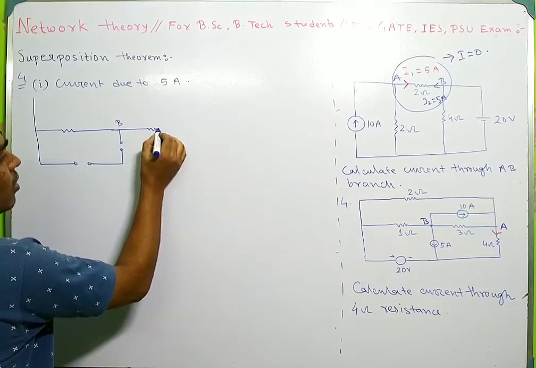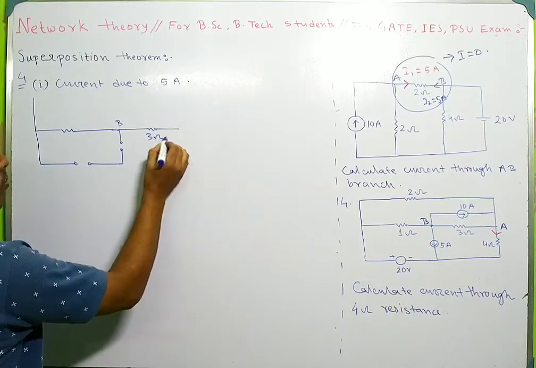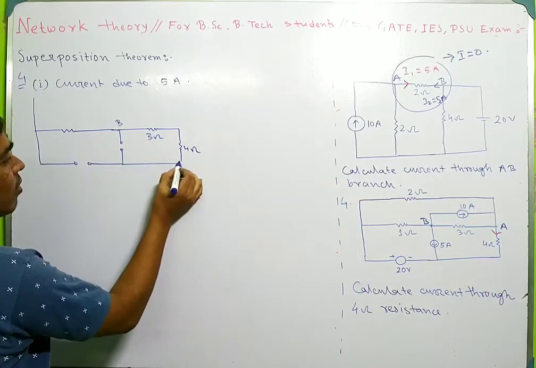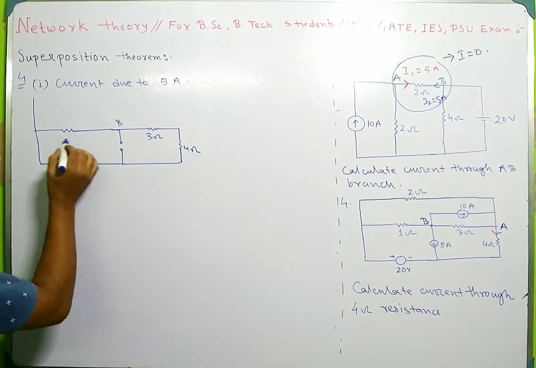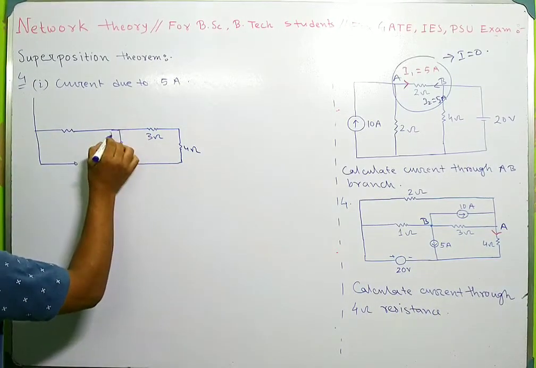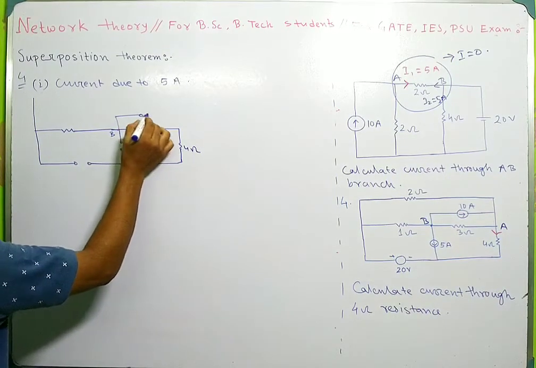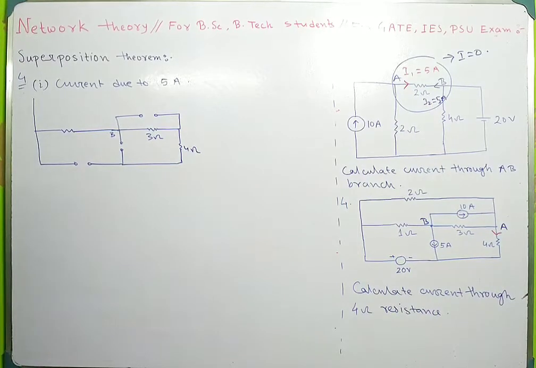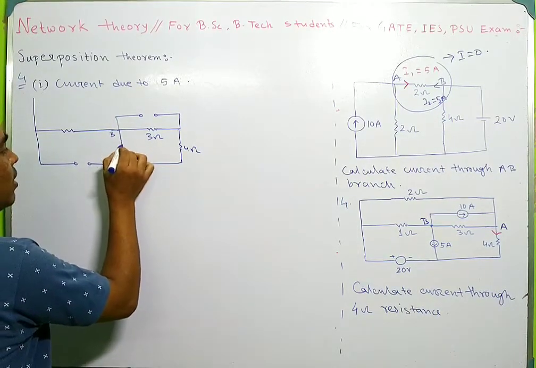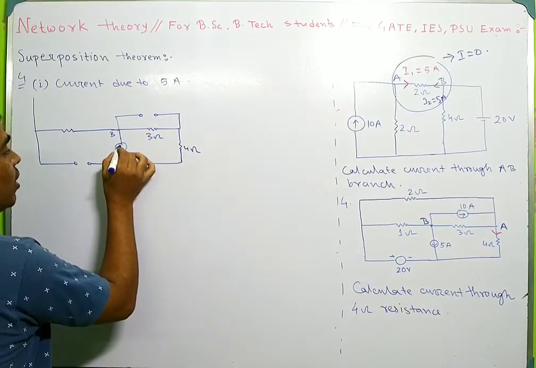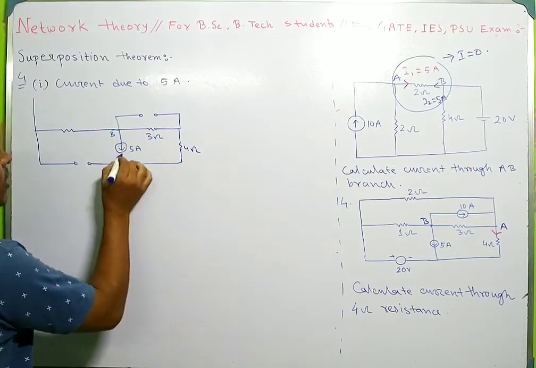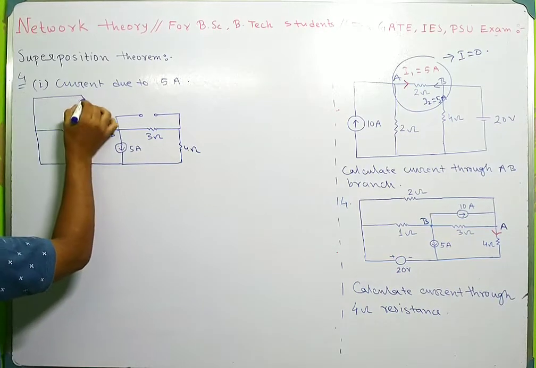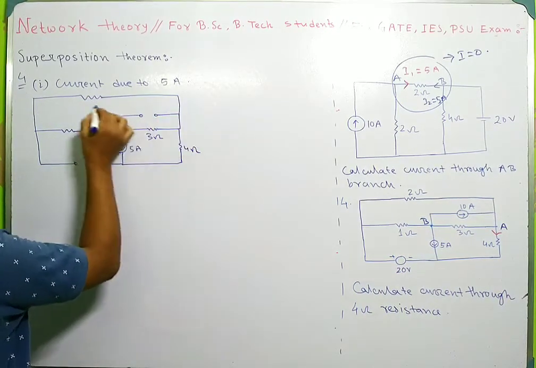This is a 3 ohm resistance, this is a 4 ohm resistance. Now in this case this is a 10 ohm resistance, a 10 ampere current source, and this current source is a 5 ampere current source, and this is 2 ohms.